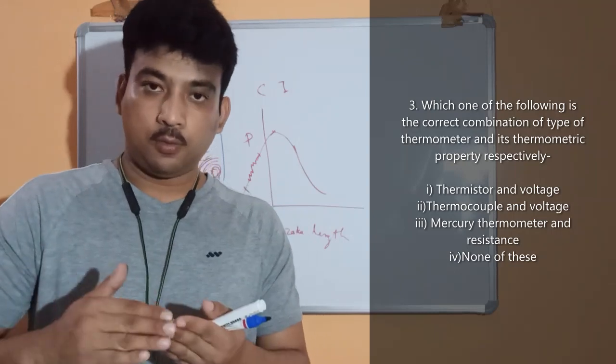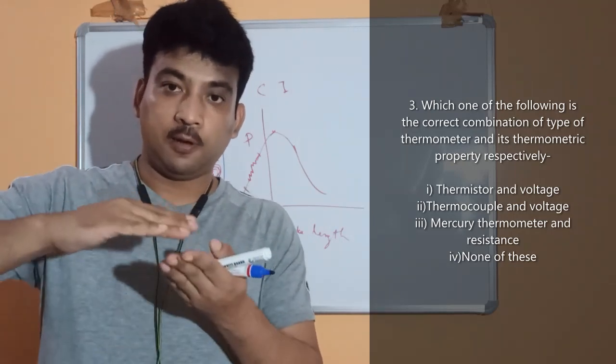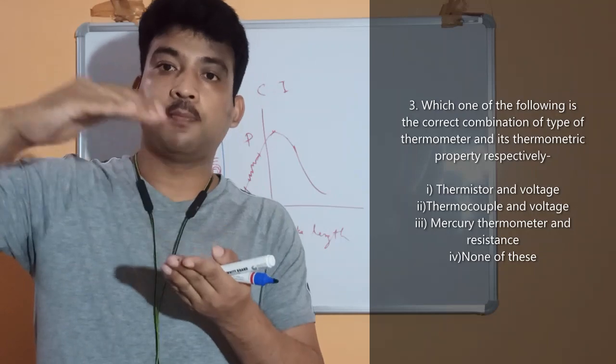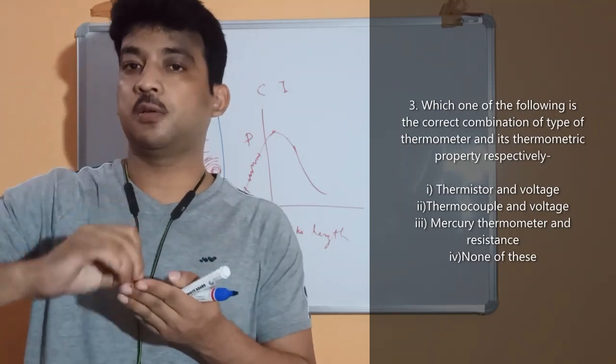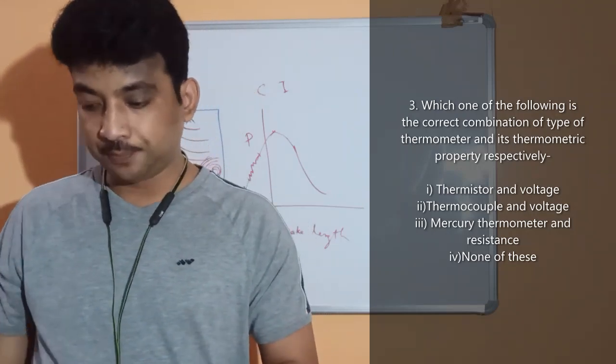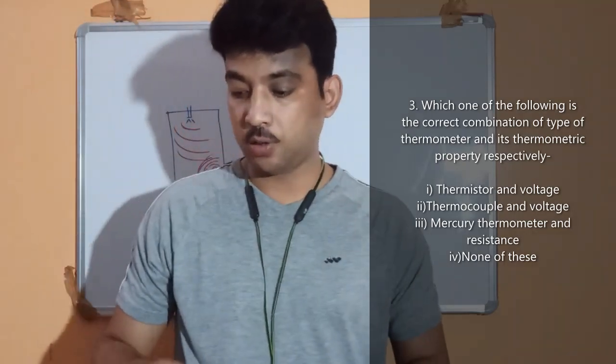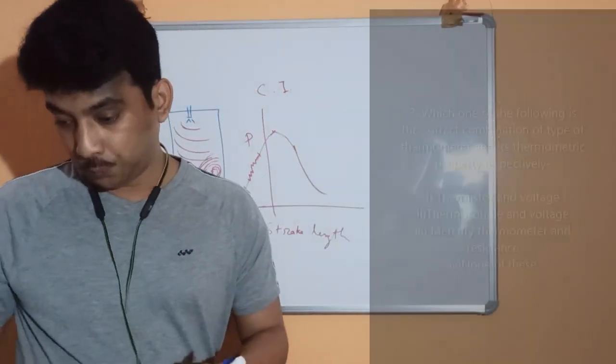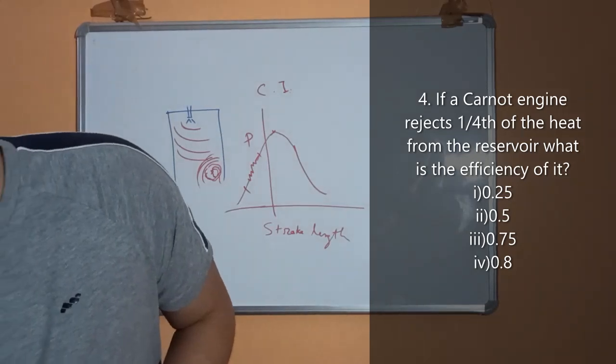Mercury thermometer, we know what the thermometric property is. It is the level of mercury, the height of mercury. That is the thermometric property in case of a mercury thermometer. So that is not correct, and obviously 4 is not correct. So the correct answer here will be number 2. Moving on to the next question.